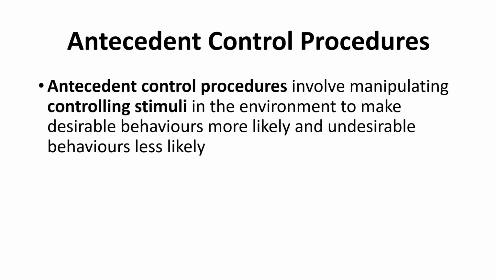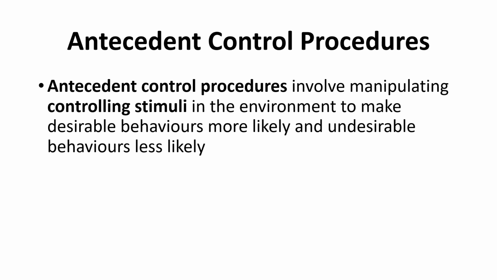And so from that example, we get this idea that our antecedent control procedures are going to involve manipulating our controlling stimuli, our antecedent stimuli in our environment to make a desirable behavior more likely to occur and an undesirable behavior less likely to occur. So very similar to what we talked about in the previous chapter with our differential reinforcement, where we would reinforce the desirable behavior and put the undesirable behavior through extinction.